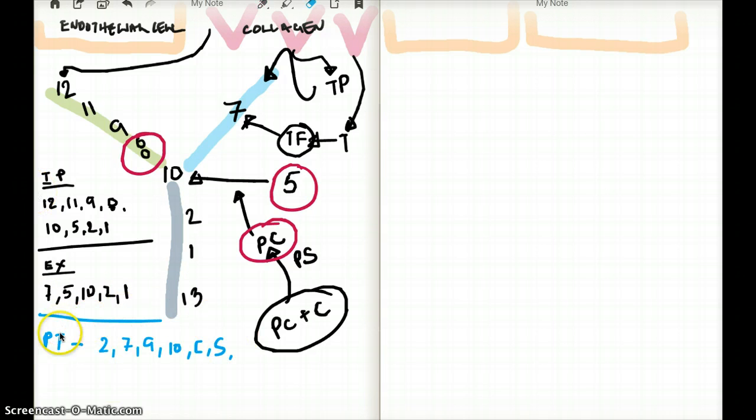Now, don't mix the PT factors 2, 7, 9, 10 with the intrinsic and the extrinsic. It shares both the intrinsic and the extrinsic factors. So whenever we are doing PT and PTT tests, or whenever we are using warfarin and heparin, both PT and PTT are going to be increased in both cases. But in warfarin, we're going to have PT increase more than PTT. In heparin, PTT is going to be increased more than PT. So it has nothing to do with the intrinsic and the extrinsic pathway.